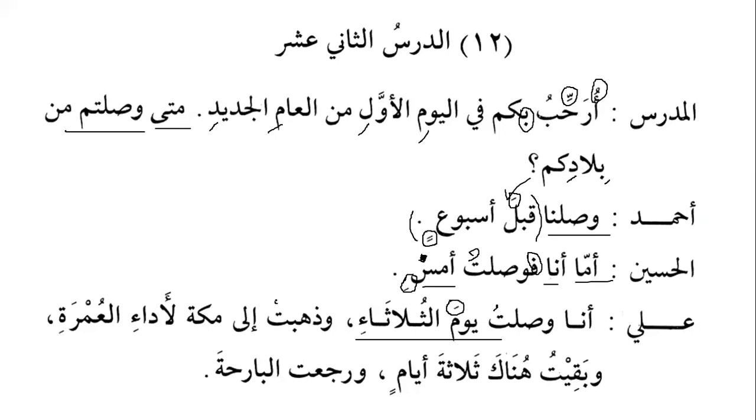"Wa dhahabtu", and I went. "Ila makkata", mamnu min as-sarf, to Makkah. "Li ada al-umrati", to perform umrah. "Wa baqitu", and I remained or I stayed. "Hunaka". Hunaka is also dharf. It means there. "Wa baqitu hunaka", and I stayed there. "Thalathata ayamin", 3 days. As we have seen over here, thalathata will be basically naibu dharfi lil ayamin. So I stayed over here for 3 days.